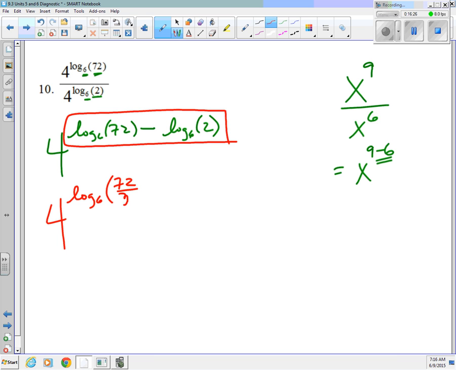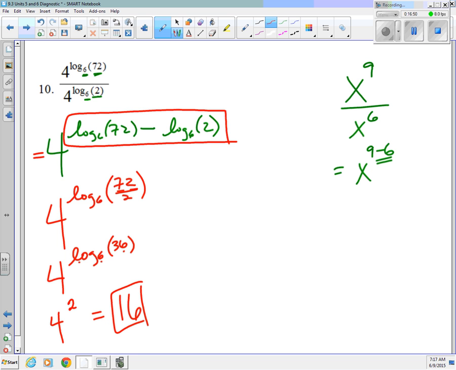That's a property of logs. When I have the subtraction of 2 logs with the same base, I can divide the things that are in the logs. So I have 4 to the log base 6 of 36. And 36 and 6 are in the same family. So log base 6 of 36 is asking what power of 6 gives you 36? Well, that's 2. So now I have 4 squared, which is just 16. I like that question. That question is simple, but it's got a lot going on to it.